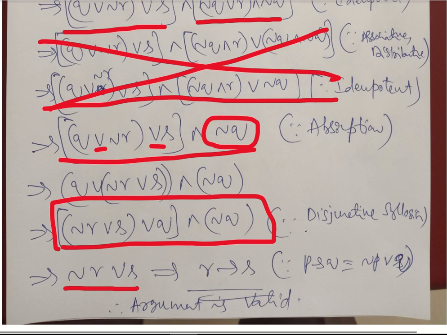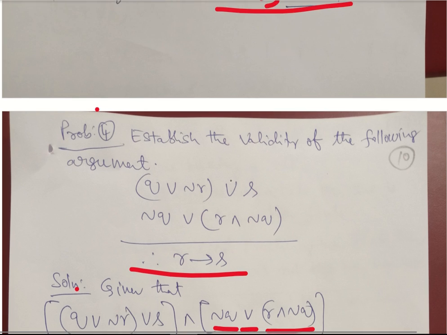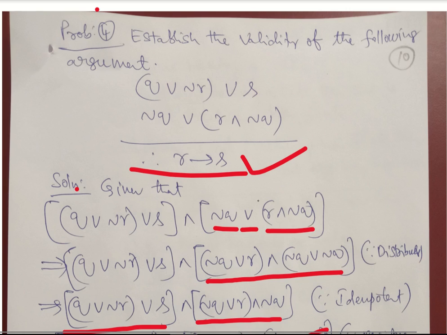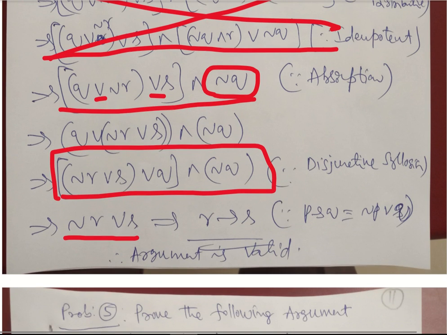What is disjunctive syllogism? P or Q and negation Q, so I will be left with only P. So what is P here? Negation R or S. But what we are supposed to prove? We are supposed to prove in the conditional form, and we know there is a relation between the OR operator and conditional. Using this, we can represent negation R or S as R implies S. Thereby the conclusion is a valid conclusion.